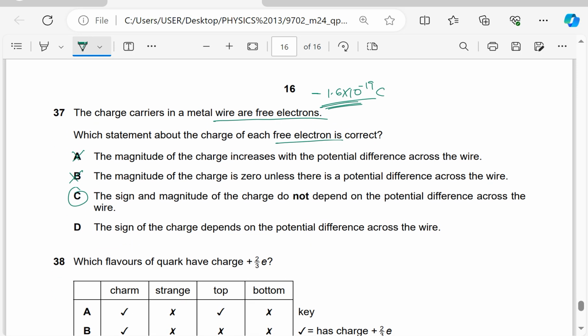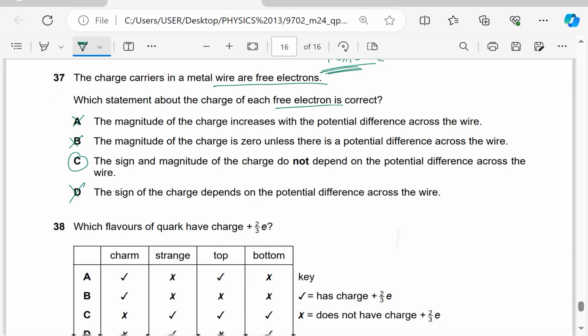The PD just determines the number of electrons passing a given point. In other words, it determines the rate at which the electrons flow, not their magnitude of charge, not the sign of the charge of the electron. An electron has a constant charge of 1.6 times 10 to the power minus 19 coulombs, and the electron is considered to be negatively charged.